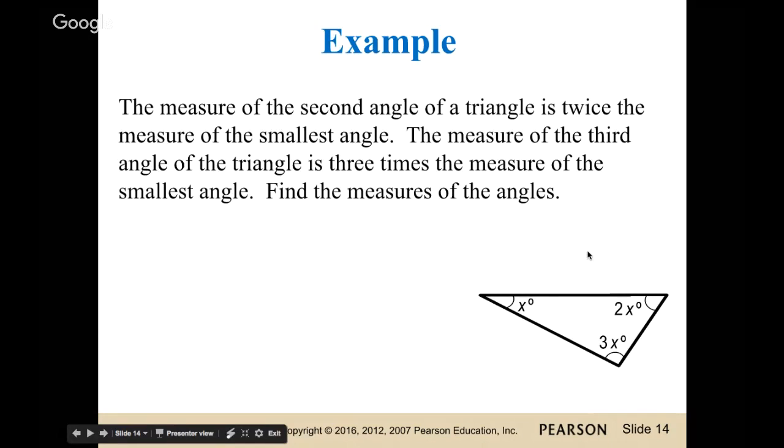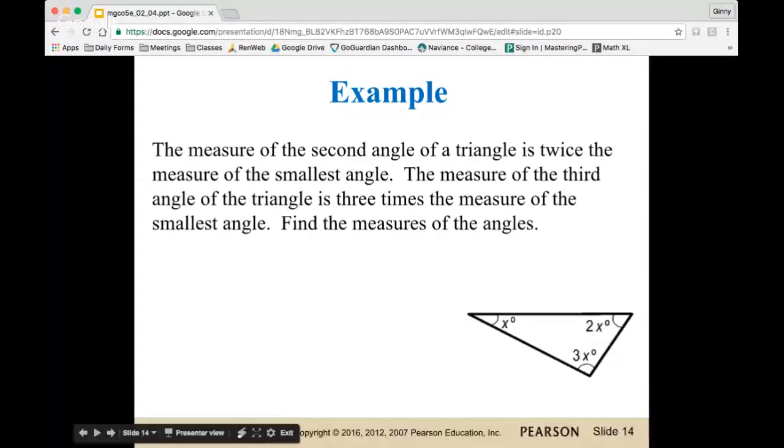In this case, they wanted all 3, but in some situations, they'll ask, what's the measure of the largest angle? Now, you still need to do all of this work, but your answer in this case would only be 90 degrees. So make sure you double check to see what they're actually asking you. That's an easy way to get a problem wrong that you don't need to get wrong.